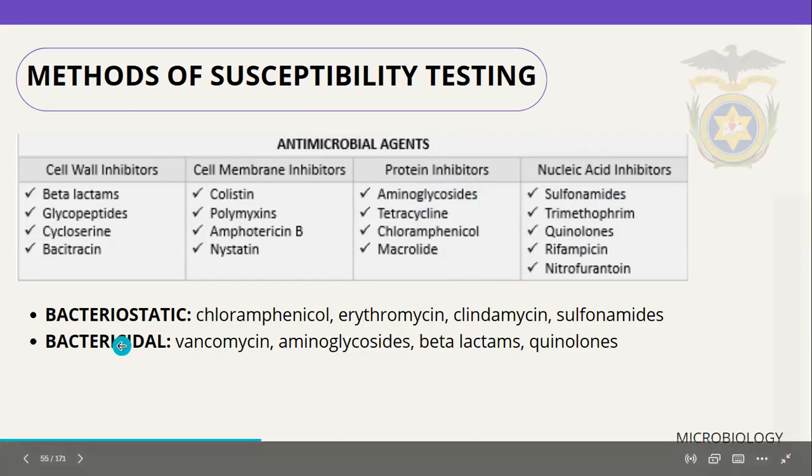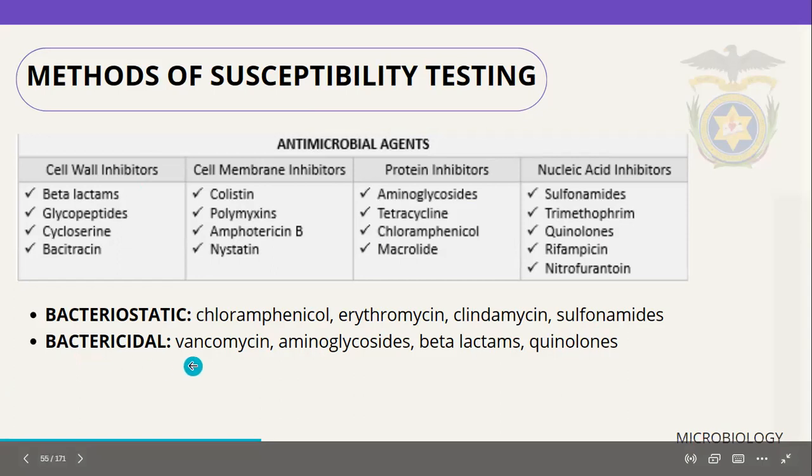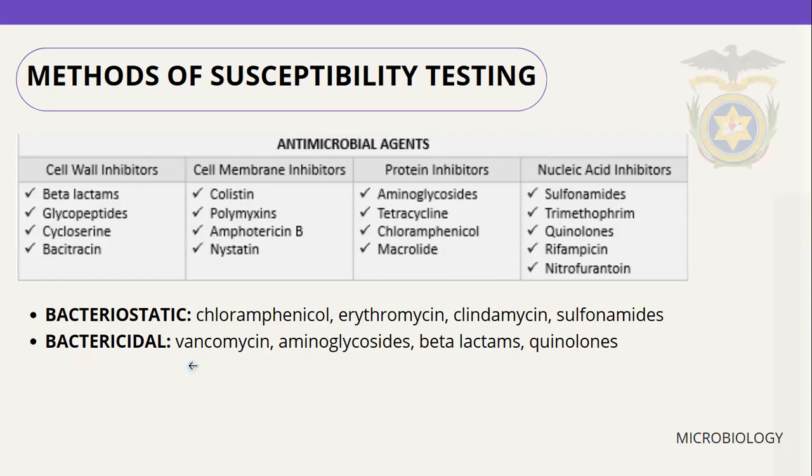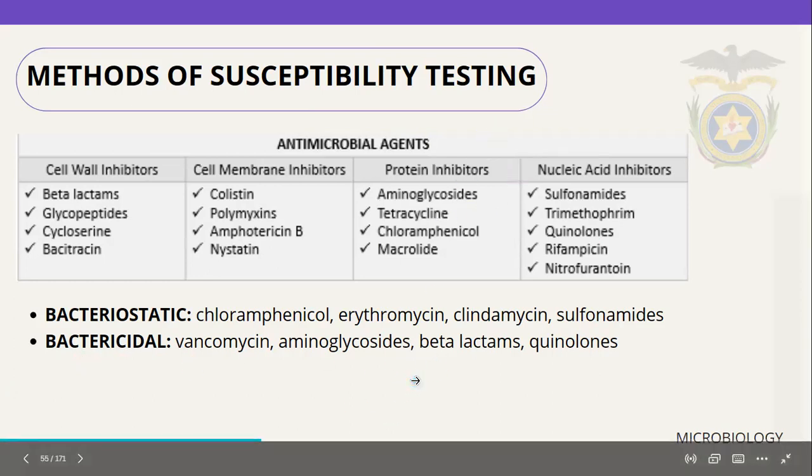So always remember, guys, that examples of bacteriostatic antimicrobial agents are chloramphenicol, erythromycin, clindamycin, and sulfonamides. And bactericidal, we have vancomycin, aminoglycosides, beta lactams, and quinolones. So that's all, guys, for microbiology part one.